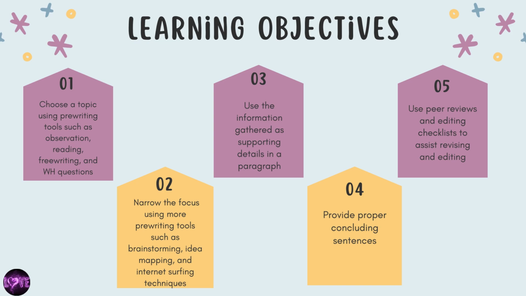So, choose a topic using pre-writing tools such as observation, reading, free writing, and WH questions, which are who, what, when, where, why, and how. The second objective is narrow the focus using more pre-writing tools such as brainstorming, idea mapping, and internet surfing. The third one is use the information gathered as supporting details in a paragraph. The fourth is to provide proper concluding sentences. And the fifth is using peer review to checklist students' essays.